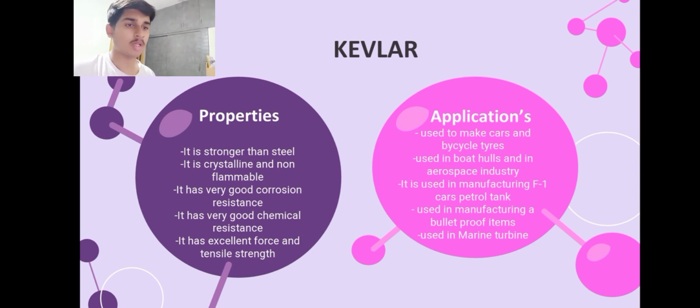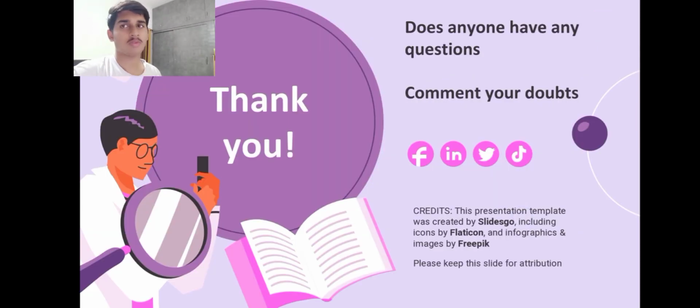Some applications of Kevlar are: it is used to make car and bicycle tires. It is used to make boat hulls and ropes used to tie the boat to the shore, and it is used in the aerospace industry. It is used in manufacturing F1 cars, petrol tanks, and bulletproof items like car windows, car hoods, glass, etc. It is also used in building marine turbines.